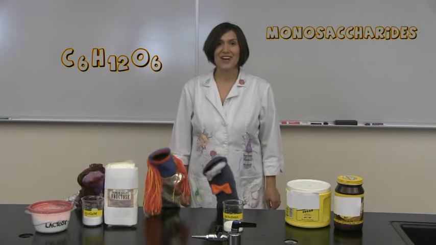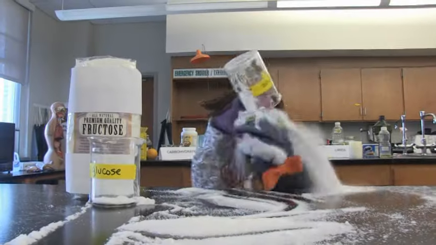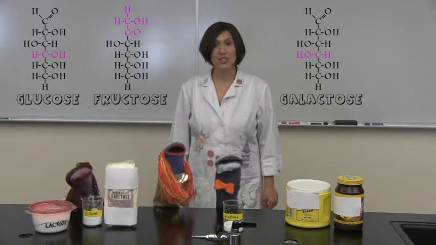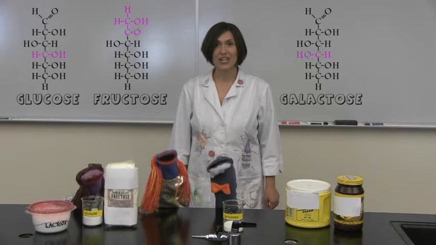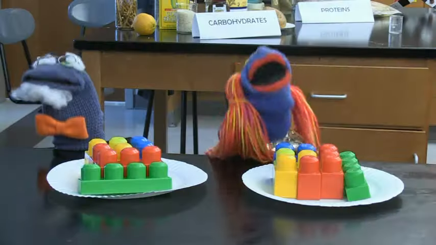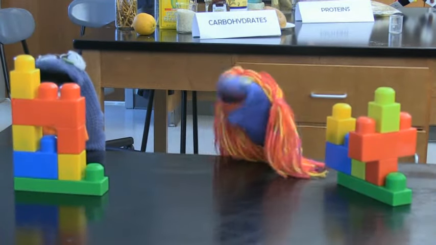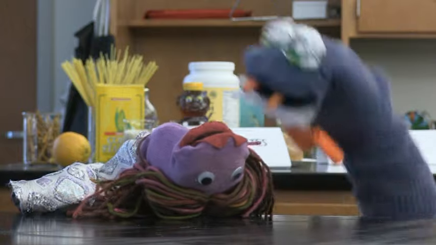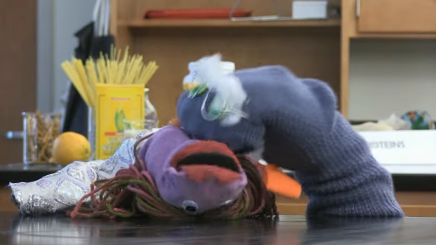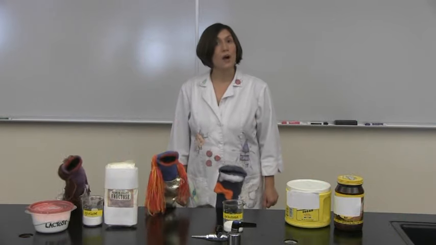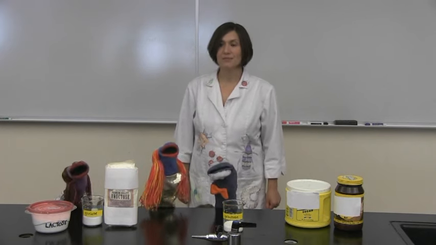Monosaccharides: glucose, fructose, galactose, C6H12O6. Isomers of each other, same formula but different structures. Carbs are macromolecules of life. What happens when two monosaccharides bond?